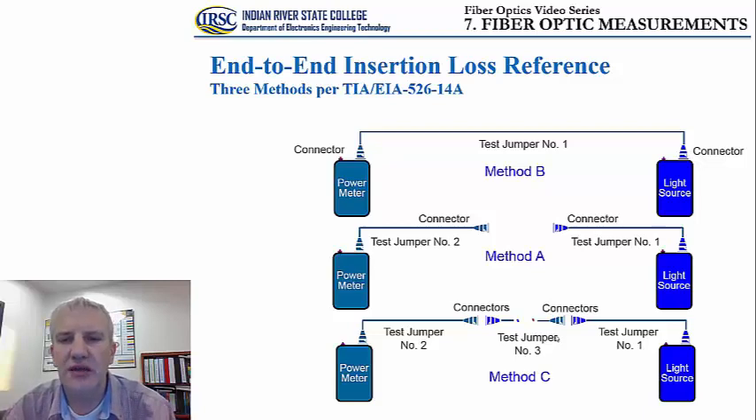Without going too much into detail about how these tests are performed, it's important to understand that the reasoning behind it is you want to calibrate out any kind of impact of your test equipment. If you are dealing with a power meter and light source and certain test cables, those test cables, after they are connected to your fiber optic link, would eventually impact the performance of the fiber optic link. So you're doing these multiple tests to calibrate out the impact of the test equipment and test cables that are present during the test.